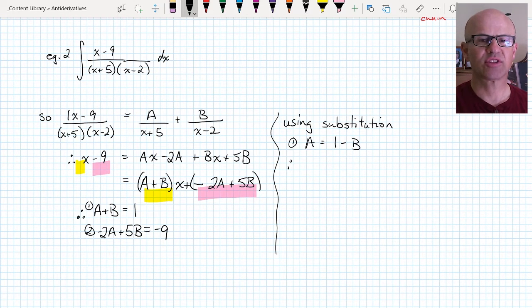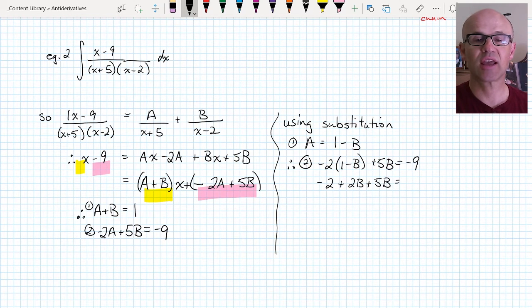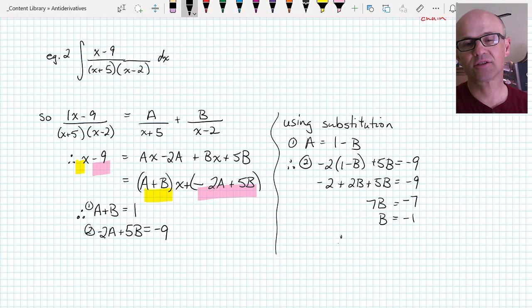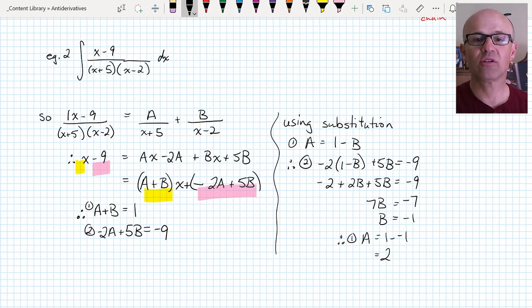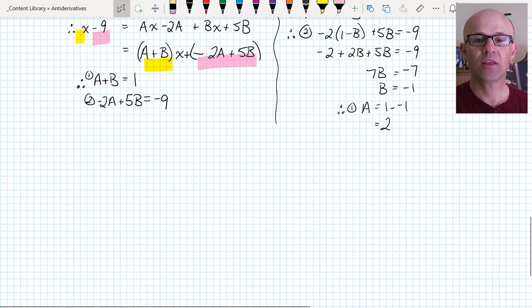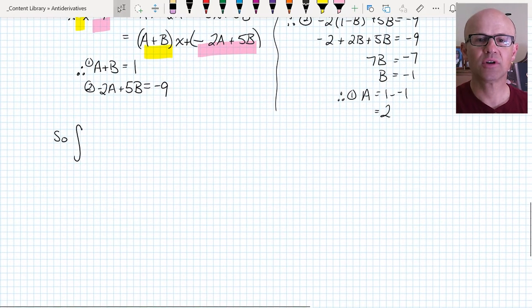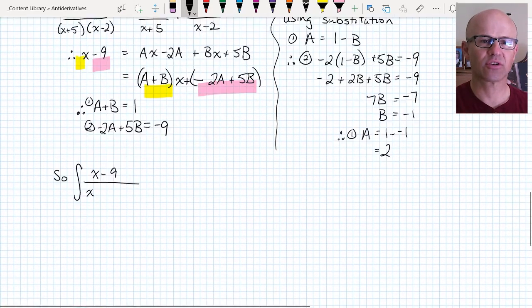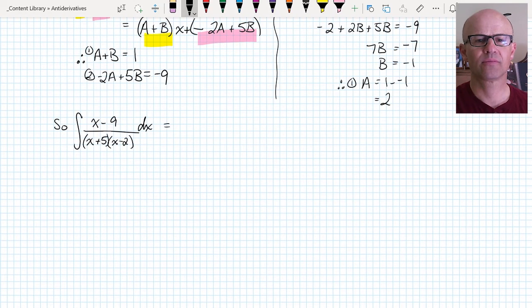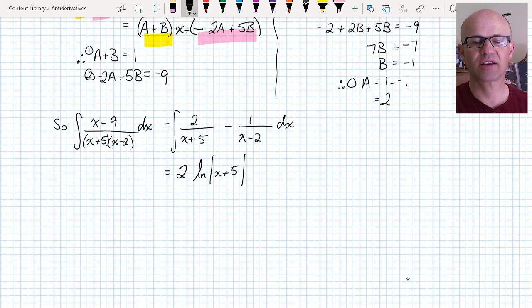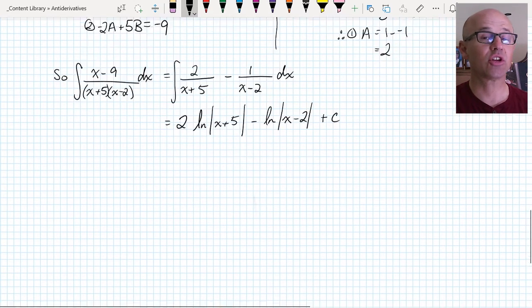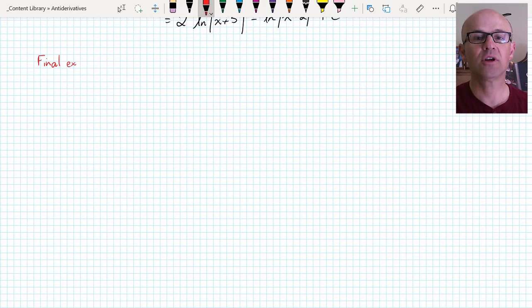So this time I'm going to use substitution just to remind you how it works. I'm going to take equation number 1, rearrange it so that a is 1 minus b. I'm going to plug that into equation number 2. I'm going to solve and get b equals negative 1. Therefore, a is equal to 2. I go back to my original integral and recognize that it must be the same thing as the integral of 2 over top of an x plus 5 minus 1 over top of an x minus 2. Both of these are just logarithms when I do the integral. Don't forget your plus c.